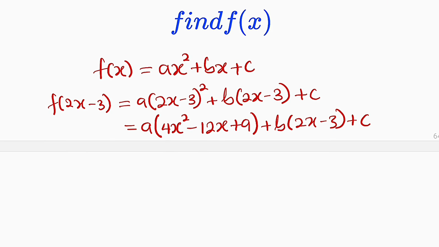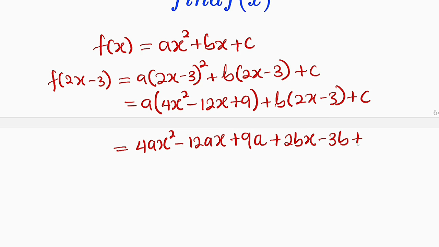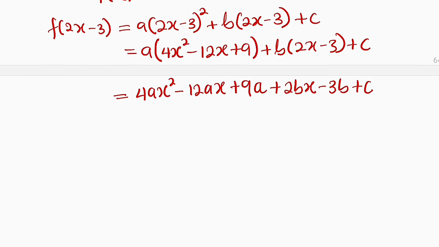Now we are going to expand the brackets. A times 4x squared is 4ax squared, minus 12x times a is 12ax. Then 9 times a is 9a. Moving on to the other bracket, we have b times 2x is 2bx minus 3b. Then we have our plus c. Let us collect the like terms.